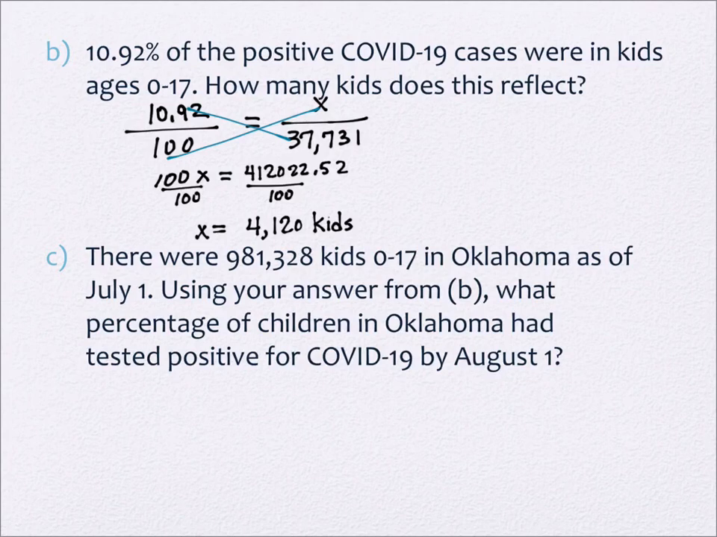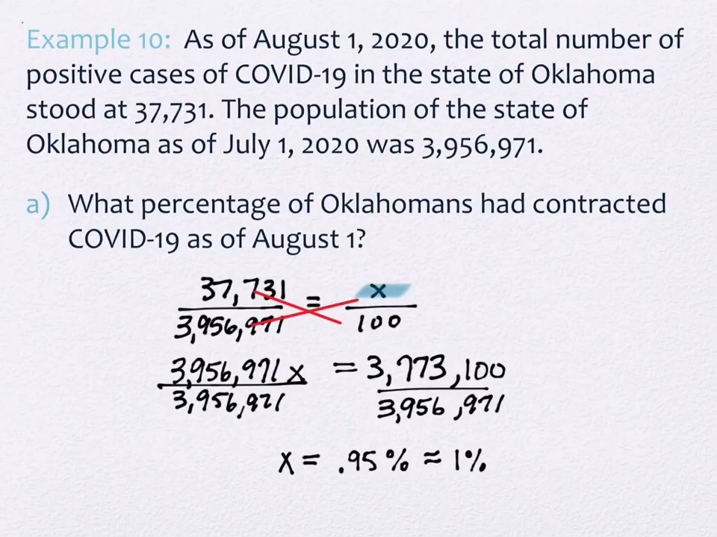All right, last question, taking a look at these percents. In Oklahoma at that point, at least pretty close to that point, July 1st, there were 981,328 kids. Okay? How many at that point, what percentage had actually tested positive for COVID? So we have this number of kids, and this number of kids who actually had tested positive, and we're going to figure out what percent that is of our children. So this is much like the problem over here for the general population, but now it's the population of the children.